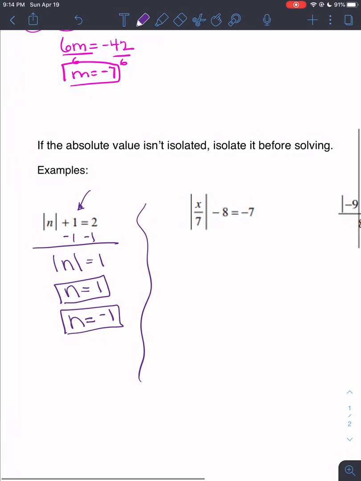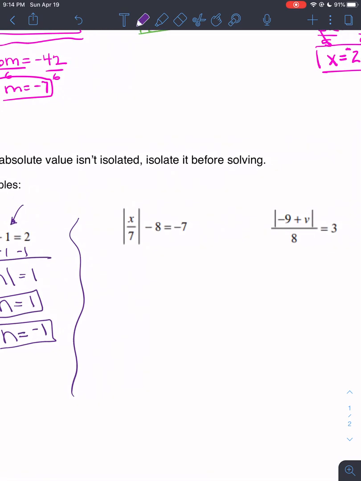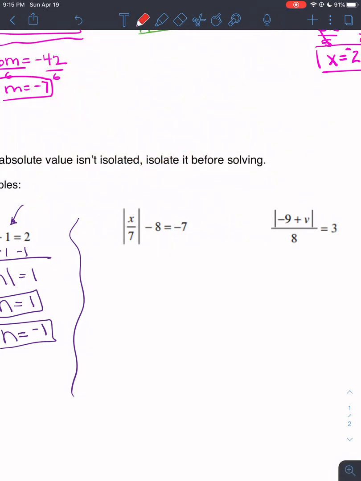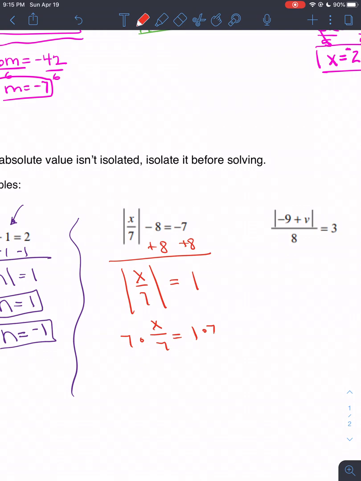Let's try that again. We have to isolate the absolute value, so we're going to add 8 to both sides of the equation. That gives us absolute value of x over 7 equals positive 1. Drop those absolute value signs. So we have x over 7 equals 1. Multiply both sides by 7. It looks like x is going to be 7.